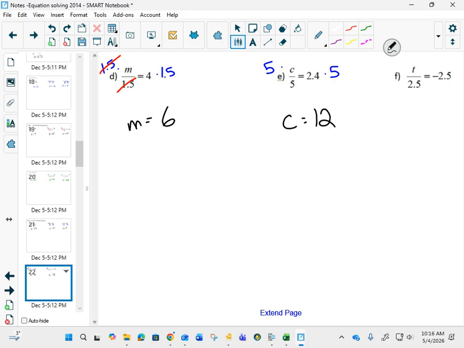And finally, we're dividing by 2.5, so the opposite would be to multiply by 2.5 on this side, multiply by 2.5 on this side. And negative 2.5 times 2.5 will give you negative 6.25. Next 6 are for you to try on your own. I'll put up the answers in a bit.